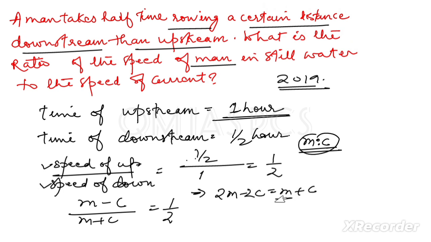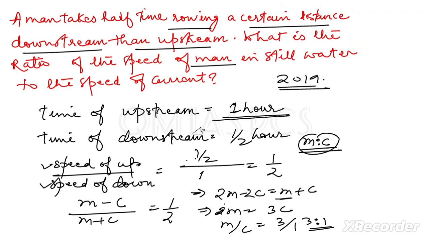You can take this m to this side, it will be 2m minus m, that will be only m, and here is c plus 2c, that will be 3c. That means m by c will be 3 by 1, so 3 is to 1 is your answer. Okay, are you getting my point? How have we solved this one?